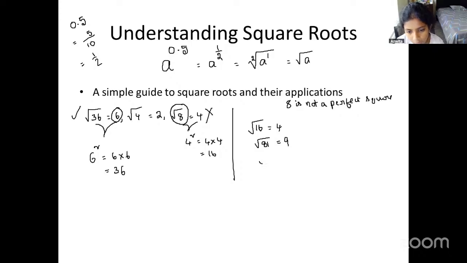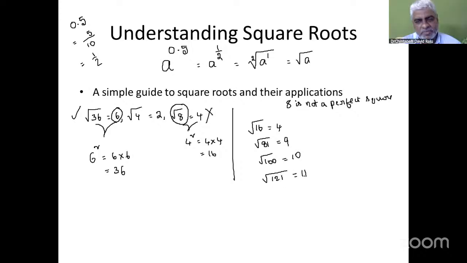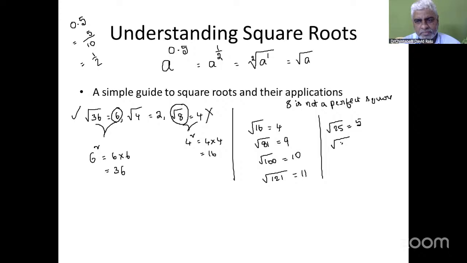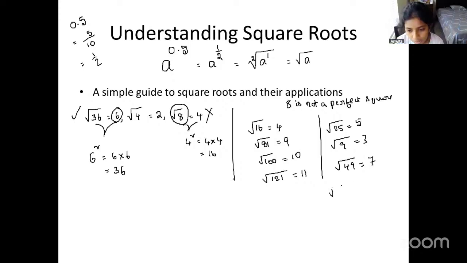The square root of 100 is 10. Very good. Few more. Square root of 121 is 11, sir. Very good. And square root of 25 is 5, sir. The square root of 9 is 3. Square root of 49 is equal to 7, sir. And square root of 64 is 8, sir. Very good. Keep telling.